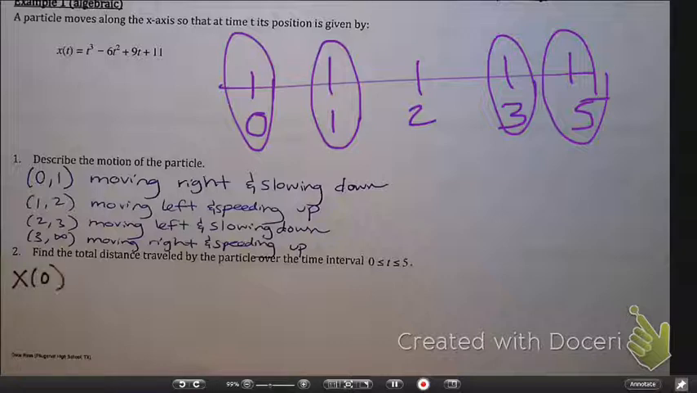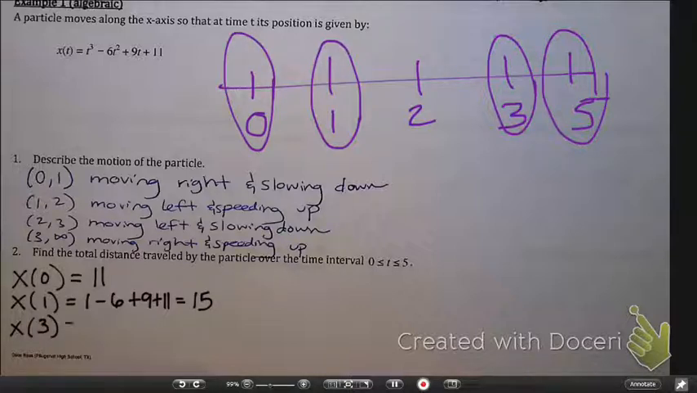X of 0. We get 0 plus 0 plus 0 plus 11. That's 11. X of 1, if I plug in 1, I get 1 cubed, which is 1, minus 6 times 1, that's minus 6, plus 9 times 1, that's 9, plus 11. What's that? 15. Good.